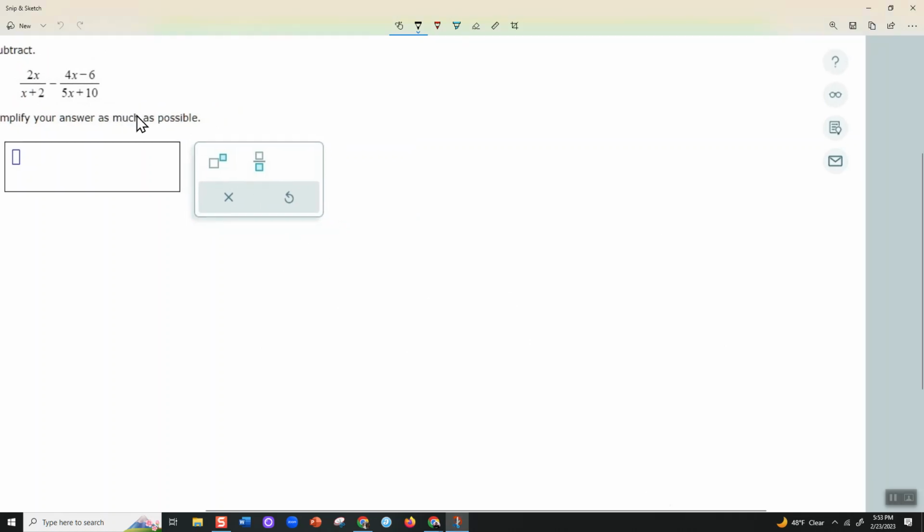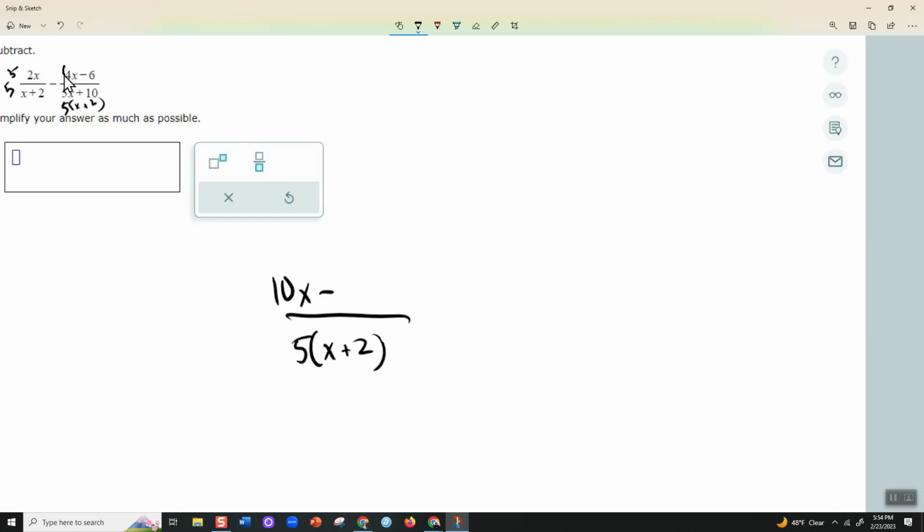Here we go with the next one here. I see that if I were to factor this, this would be 5 times x plus 2. Guess what? They already have part of the common denominator here, so I just need to multiply this one by 5, top and bottom. So my common denominator is going to be 5 times x plus 2. And then I'm going to have 10x minus, notice I'm minusing all of this, so it's going to be minus 4x plus 6, because that negative gets distributed to both terms.